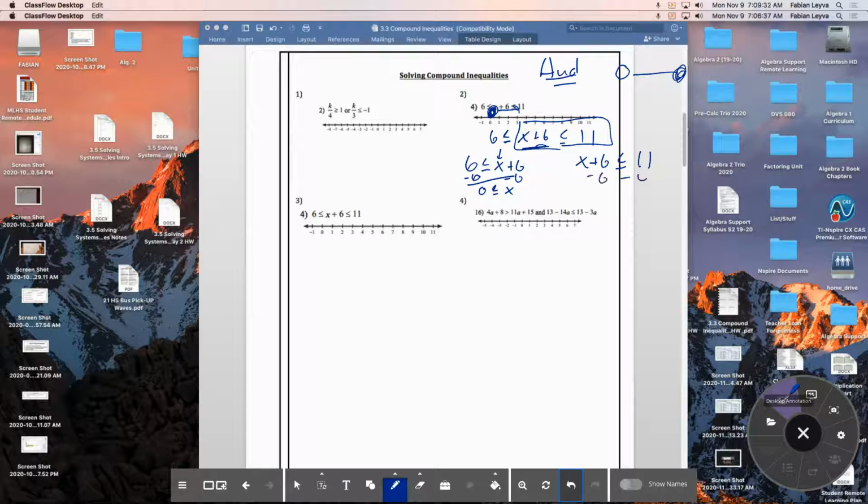Now solving my second inequality, I'm going to minus 6, x is less than or equal to 5. Here is my 5 in this interval, and then it's less than, so it's going to go in this direction. Now if I were to see that, unfortunately, I would have to mark you wrong.